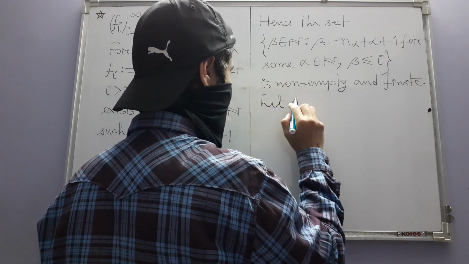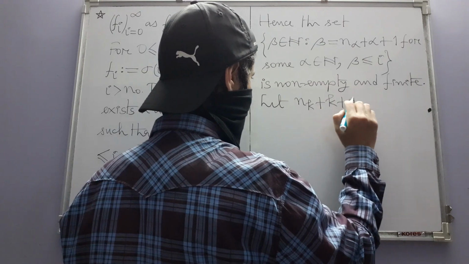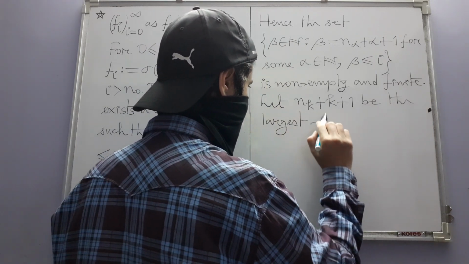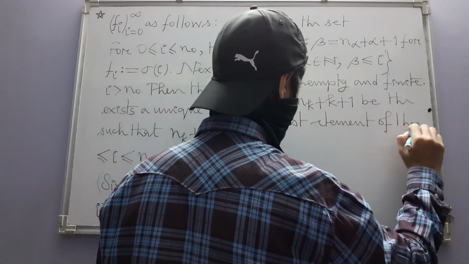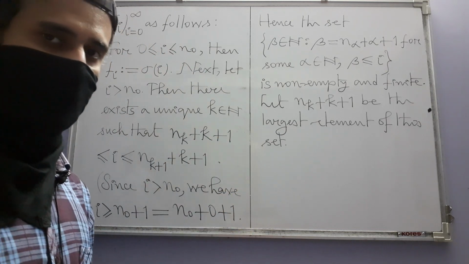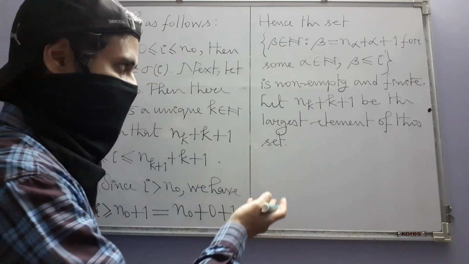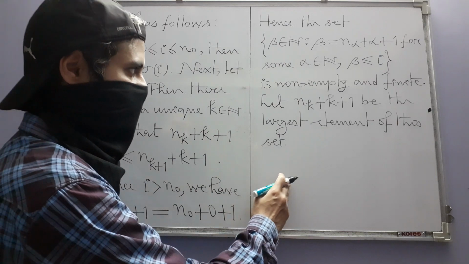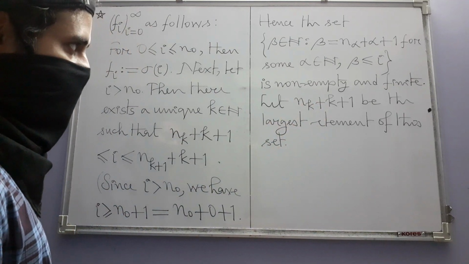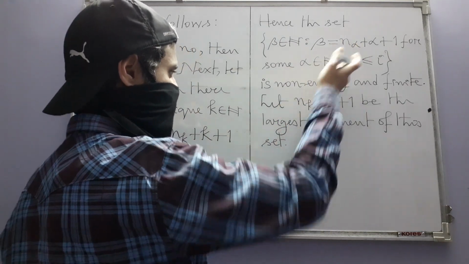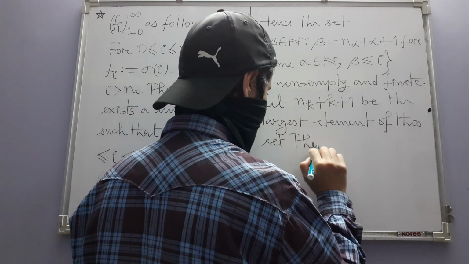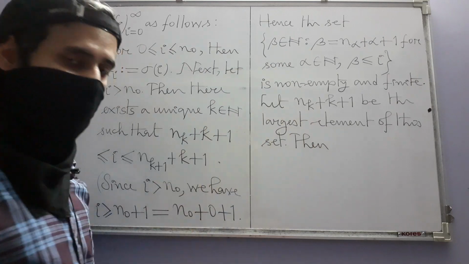Let nk plus k plus 1 be the largest element of this set. Because it's a non-empty finite set, it will have a largest element. And in order to have a largest element, we need finiteness. If we just simply have non-emptiness, then there exists a smallest element by the well ordering principle, but not necessarily largest. But this one will have a largest. And why is this largest element of this form? Because that's the form the elements in this set have. Then, since this is after all an element in this set, this will be less than or equal to I.